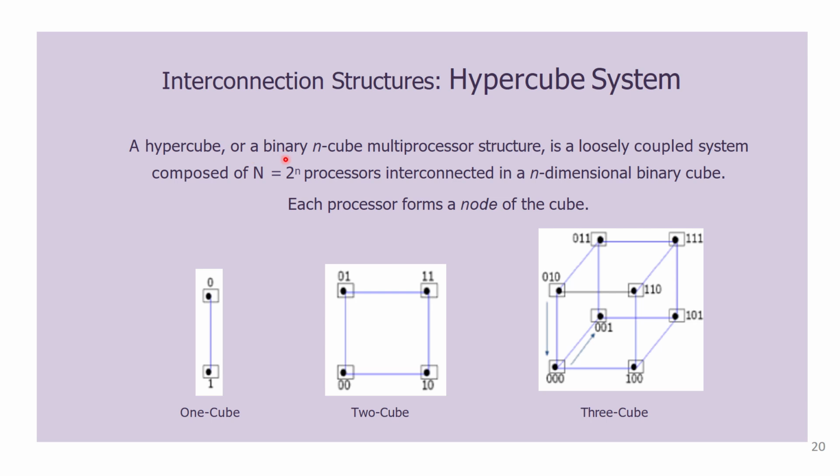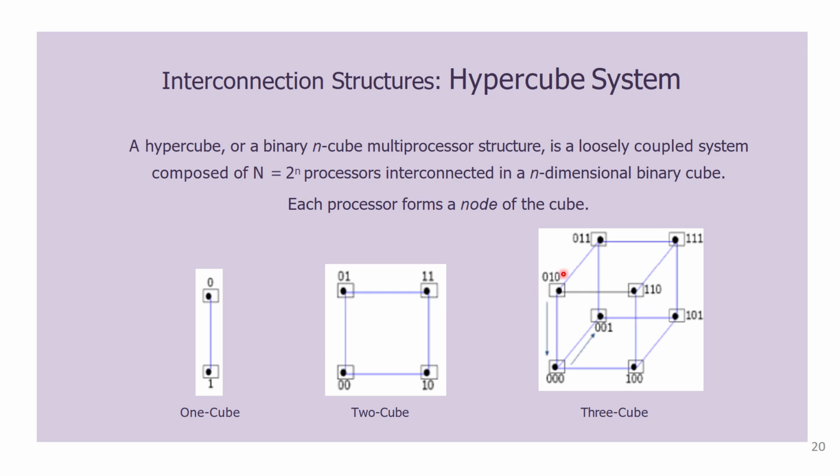So in a hypercube, a binary n-cube multiprocessor structure is a loosely coupled system with n equal to 2 raised to the power n processors. So if I say it is a 1-cube multiprocessor, it means 2 raised to 1, which means it has 2 processors. So this is a 1-cube, and this is a 2-cube, so 2 raised to 2 is 4. Similarly, this is 8.